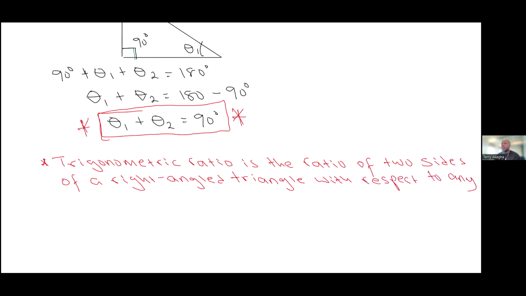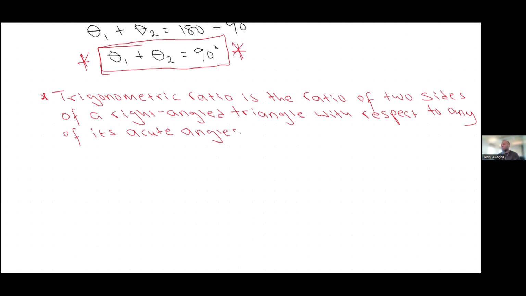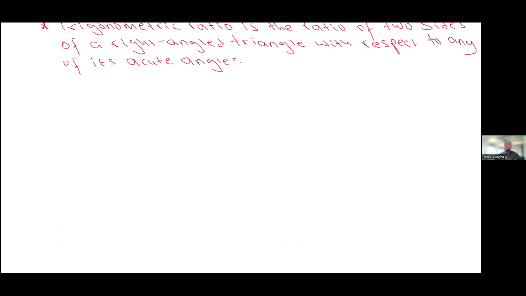Any of its acute angle. Okay? So with respect to any of its acute angle. So that's what we're going to talk about. So how do we now find these trig ratios? In this series, we'll talk about two things. We're going to talk about the basic trig and the inverse of basic trig.